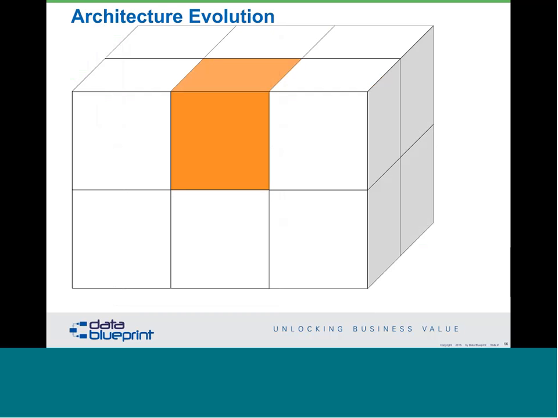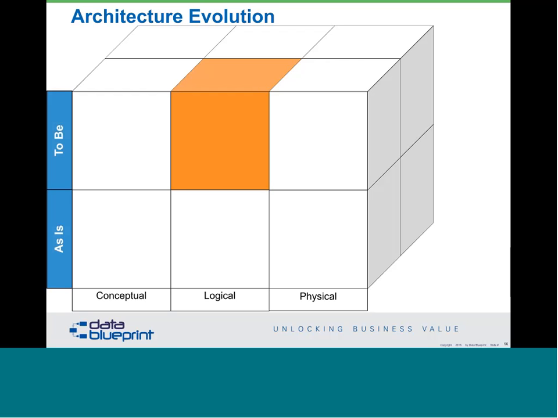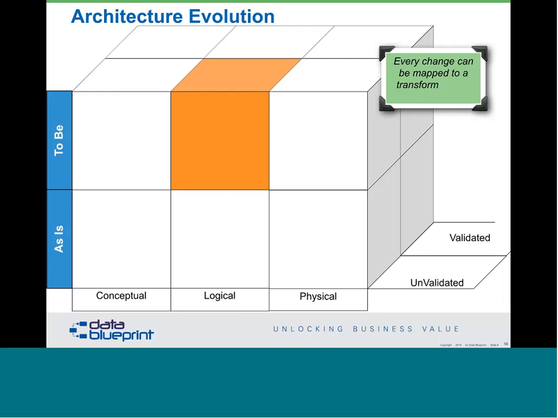This next slide is a little bit technical here. It just shows the domain, and the point of showing the domain being a constrained piece is that our data architecture component is the most stable component of anything in your IT and, in fact, business architecture. We can describe all of our data architecture components as either as is or to be, and either conceptual, logical, or physical. And our goal in all cases is to move them to a validated state.